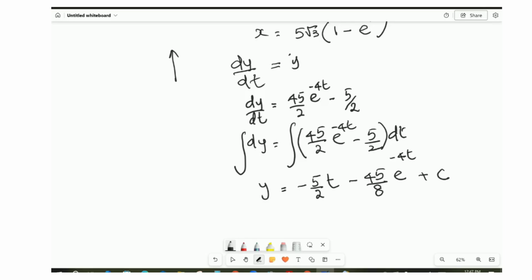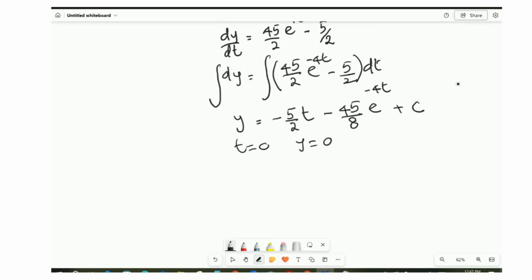So then to find c, the initial condition is when t is equal to 0, y is equal to 0. Then I can say that y is equal to 0 minus 45 divided by 8 e to the power 0 plus c, and y is equal to 0. Therefore, c is equal to 45 divided by 8.